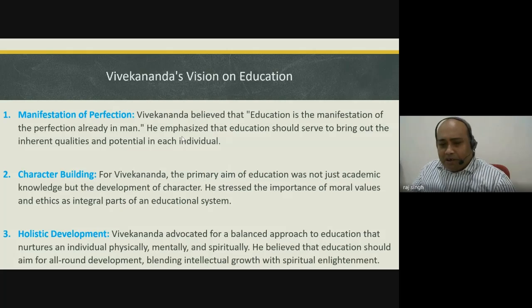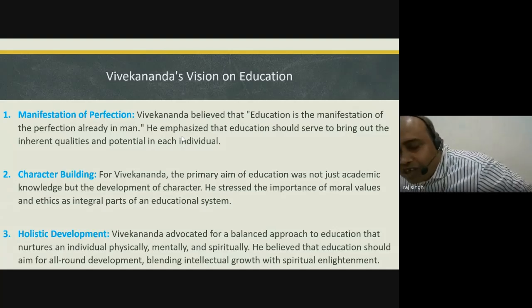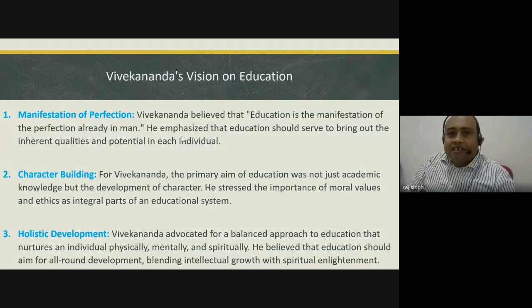And with this, what is the gist of our old education system? This gist also holds very good for the 21st century. It was given by Vivekananda. He described three important parts of education. First, the manifestation of perfection. Vivekananda believed that education is the manifestation of the perfection already in the man. He emphasized that education should serve to bring out the inherent quality and potential in each individual.